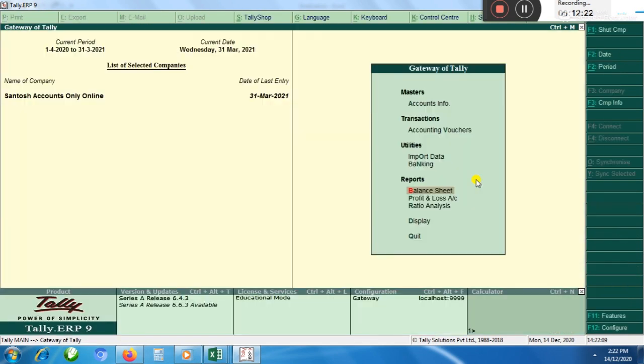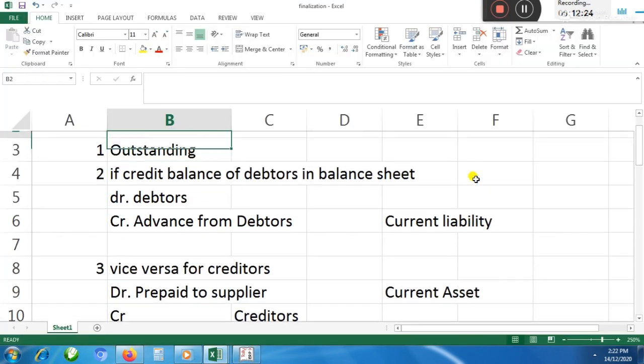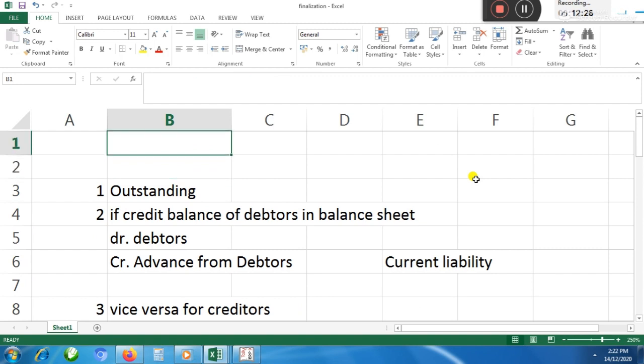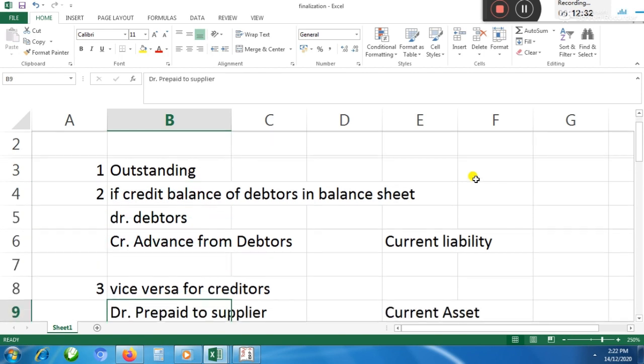So this is the second entry that you have to learn. The first entry is outstanding, and the second entry is the adjustment of your debtors and creditors from the balance sheet.